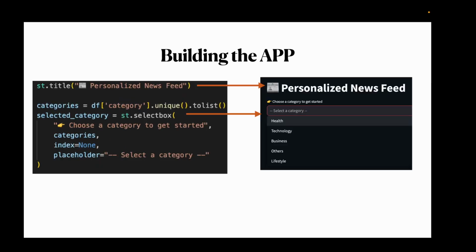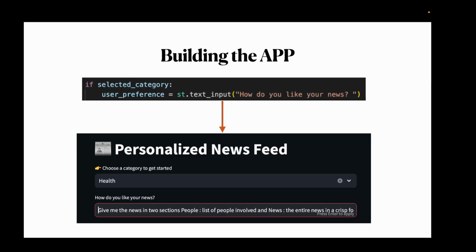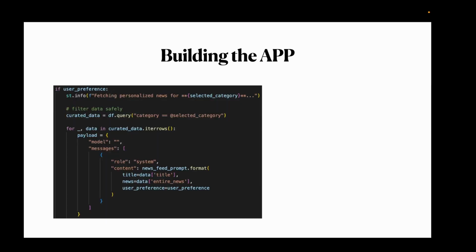On the app side, I first set the title using Streamlit. After the category is selected, the app asks the user to type in their preference. Basically, how they like the news. For example, a user might want short summaries, detailed explanations, or casual language. This will be sent to the model along with the news articles. Once the preference is entered, the app filters the dataset so that only the articles belonging to the selected category are used. Now comes the key part.